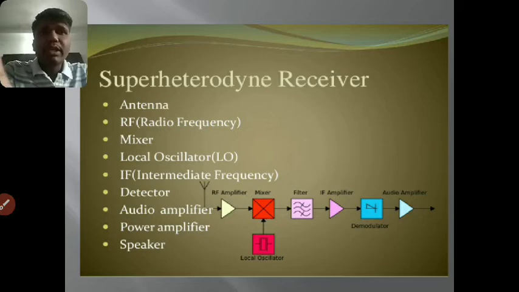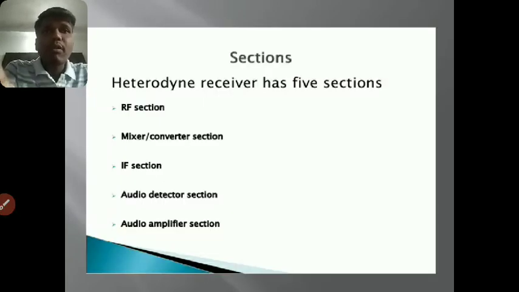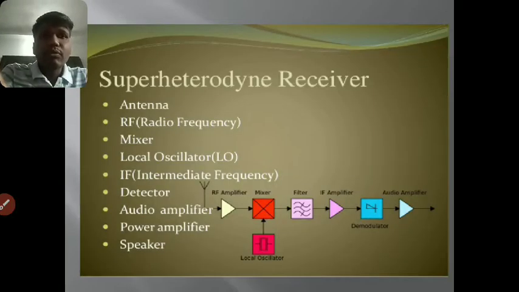This is the block diagram of the superheterodyne receiver. It contains five sections. First is the RF section, second is the mixer, third is the IF section, fourth is the audio detector section, and fifth is the audio amplifier section. These are the main sections of the block diagram of the superheterodyne receiver.